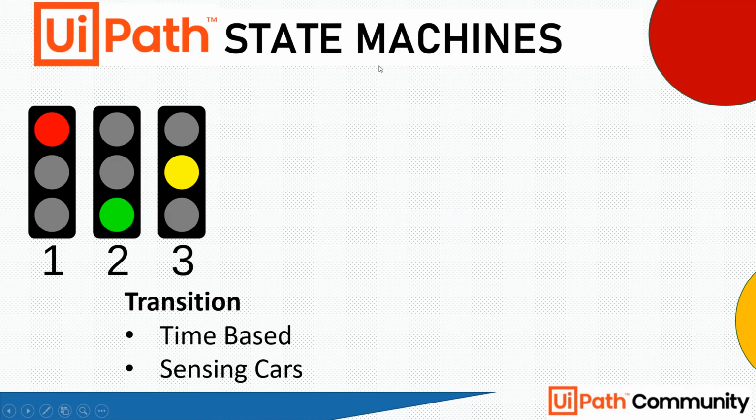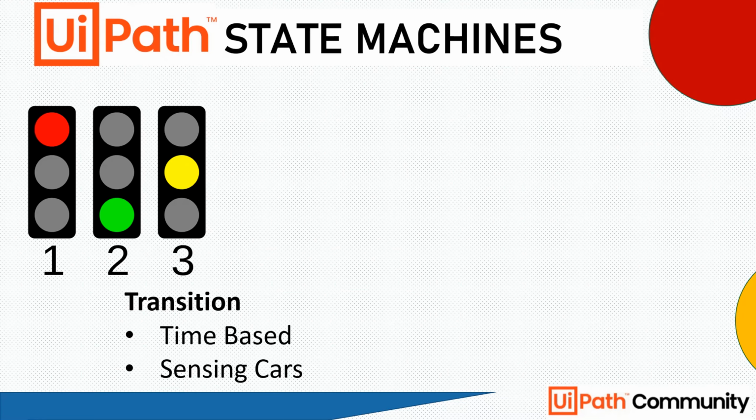So now what is a state machine? A state machine is a kind of workflow which is provided by UiPath. What is the benefit? At a time, the automation or the project will be in only one state. As of now, just think that the automation or the project will be only in one state. You cannot have more than two states at a time, same like the traffic signal.